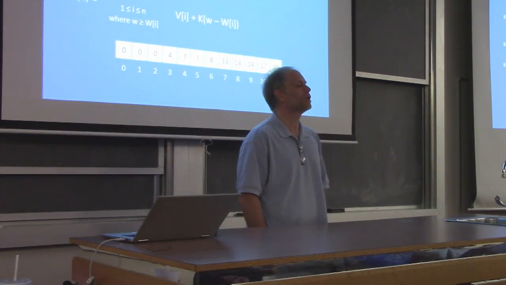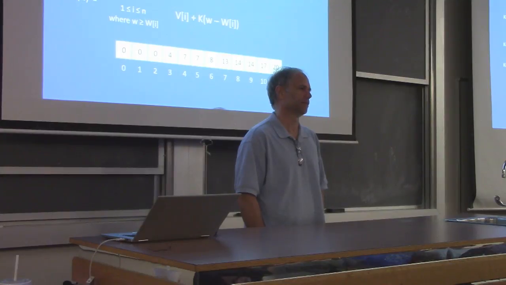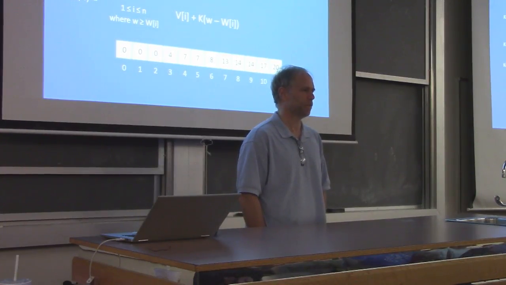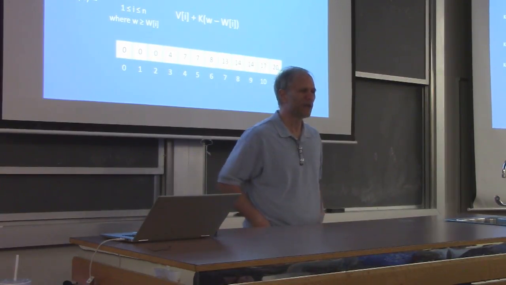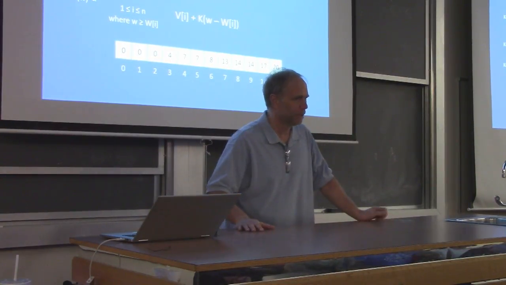Let's say W is 1,000,000. How many bits is that? 20. If it's 1,000,000,000, it's 30. So there are only log W bits in W. So the length of the input is log W.